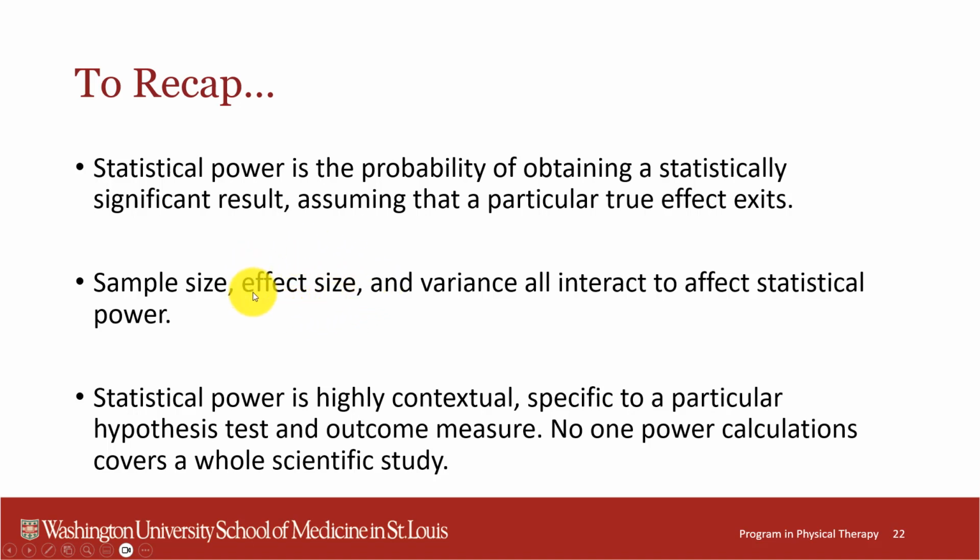And if it's reasonable to increase your effect or to decrease the variance, those things can often be more cost effective than increasing the sample size. The problem is these things are not always under our control, whereas the sample size is much more often under our control. And finally, statistical power is highly contextual. It's specific to a particular hypothesis test and outcome measure. So no one power calculation covers a whole scientific study.